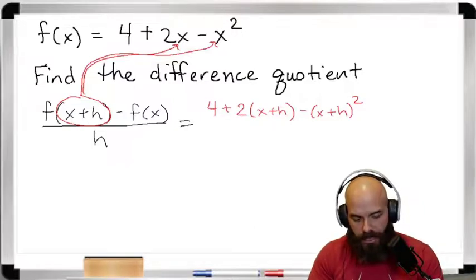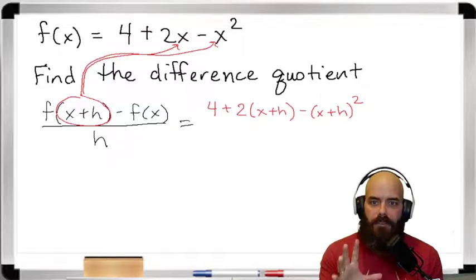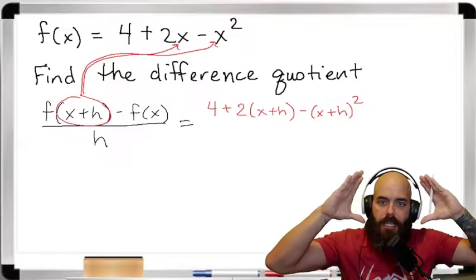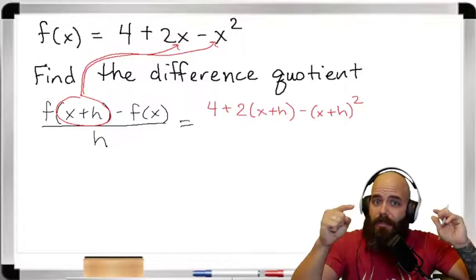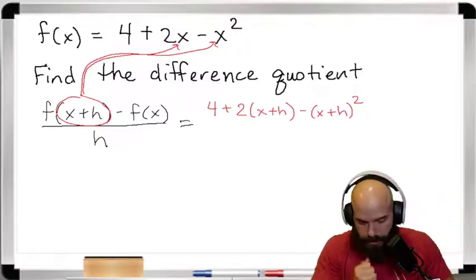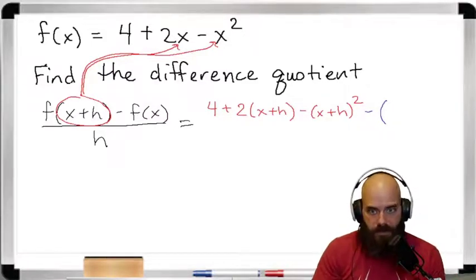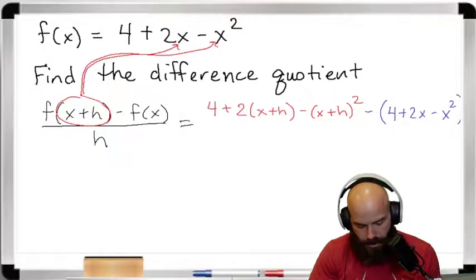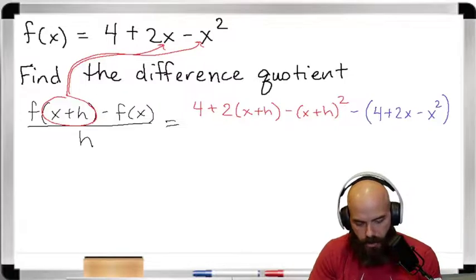And now the next part is to subtract f of x. Now I do have to be careful here, because f of x is a quantity. And so we want to take f of x and keep it together. So in other words, put parentheses around f of x. So I have minus f of x in parentheses. So you have minus, in parentheses, what is f of x? Well, it's 4 plus 2x minus x squared. Slide my screen over just a tad. There we go. And all that is over h.